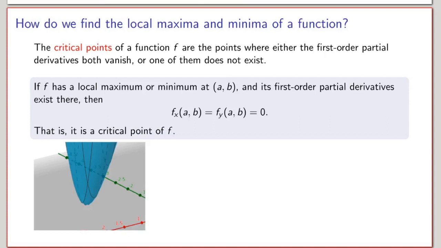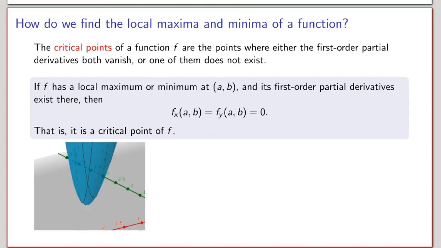Alright, that's all cool, but how do we find the local maxima and minima of a function? Recall that in the case of one variable, we had a result that said that if a point is a local maximum or minimum for the function, then it must also be a critical point for that function, meaning that the first derivative of the function either vanishes or does not exist at this point.